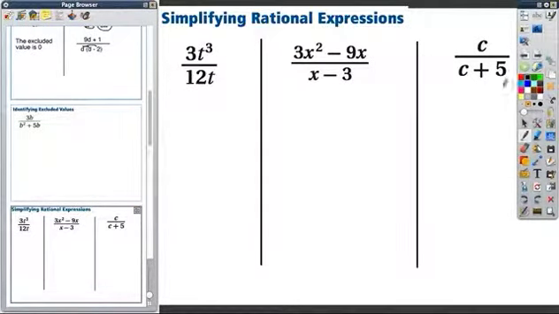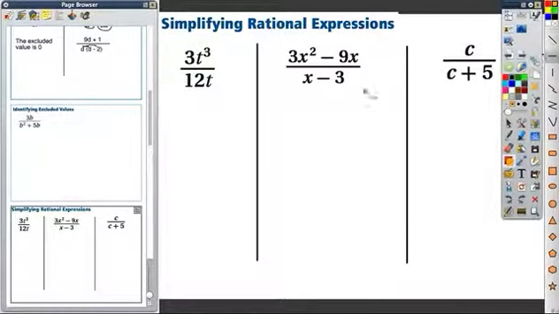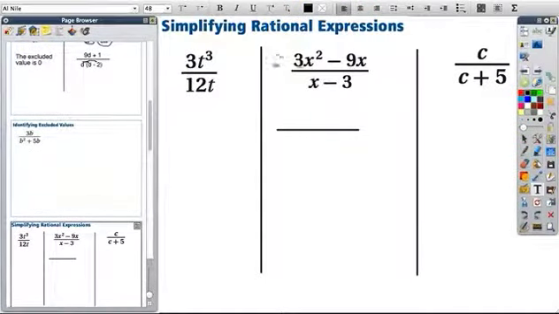And now for this one, you're going to simplify. You're going to use the method that we learned in class. I'll do one example to show you how it's done. I'll do the hard example here. You're going to have to factor the top. When you factor here, you factor out 3, and they have a common x, so you factor out 3x. Inside you're left with x minus 3. On the bottom, there's nothing else you can factor, so it's just x minus 3.